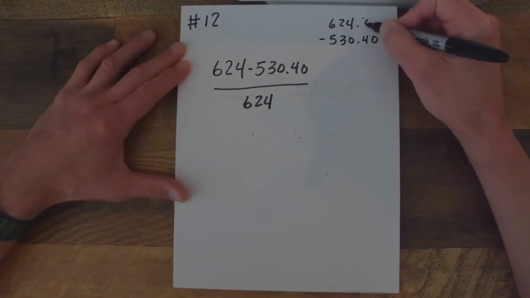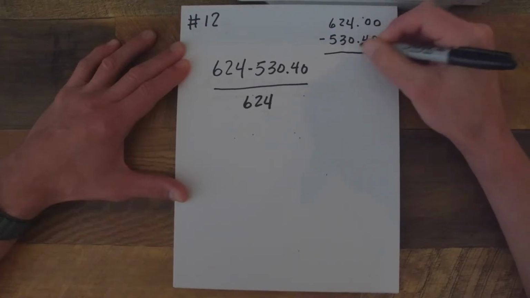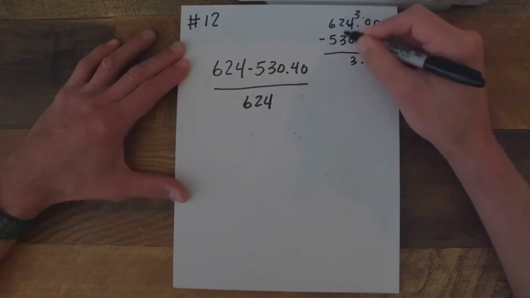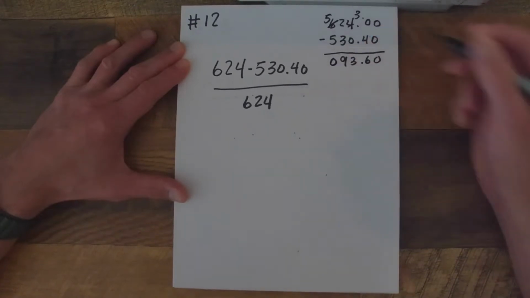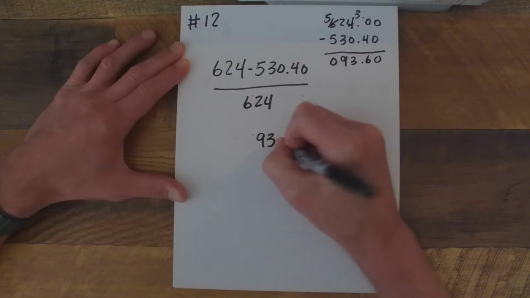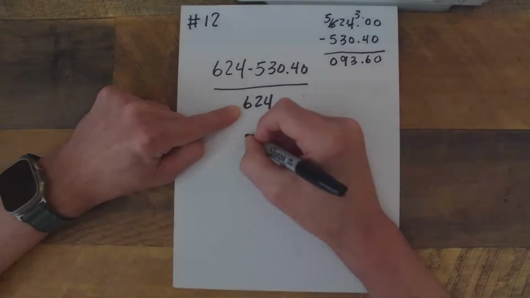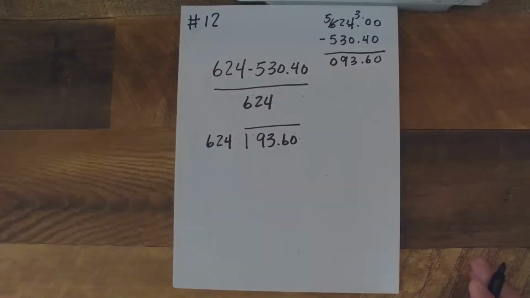Now we need to add a couple of zeros up here. We begin subtracting. So we're left with 93.60 over 624. But I'm going to go ahead and divide, because that's what that pretty much means. 93.60 over 624 is 936.0 divided by 624.